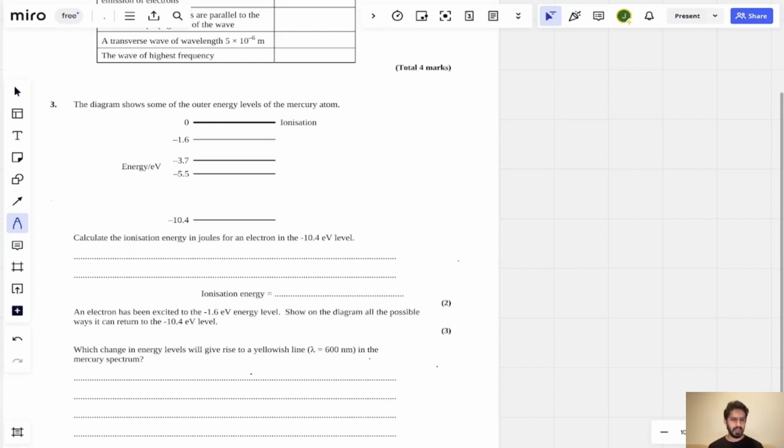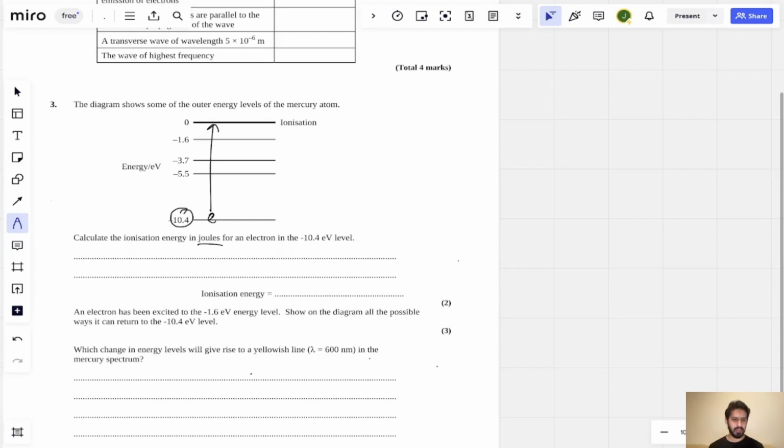The first question is, calculate the ionization energy in joules for an electron in the negative 10.4 electron volt level. So the electron is sitting here. We need to get it out of the atom, which is this zero energy level. The energy difference between these two levels is 10.4 electron volts. We just need to convert electron volts into joules.